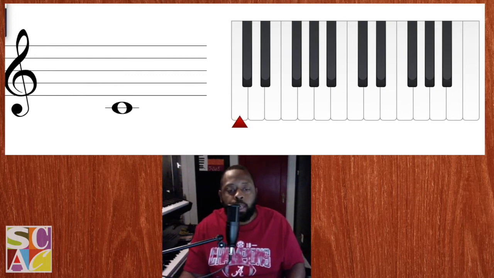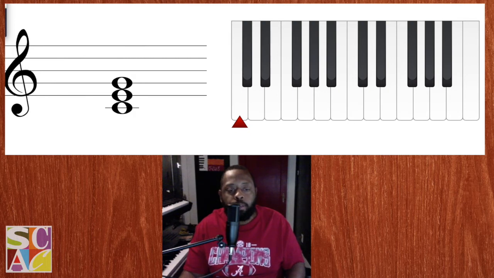Let's take C and put it on the staff. Let's also put E and G on the staff. Now notice, this is how a triad is constructed. This type of triad is called a C major triad. So how did it get its name? First off, the C is the root.